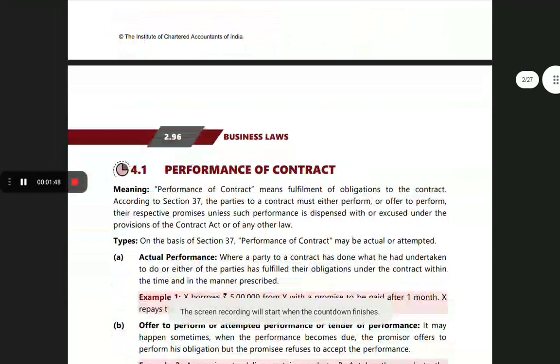Performance of contract. Meaning. Performance of contract means fulfillment of obligations under the contract according to Section 37. The parties to a contract must either perform or offer to perform their respective promises unless such performance is dispensed with or excused under the provisions of the Contract Act or of any other law.